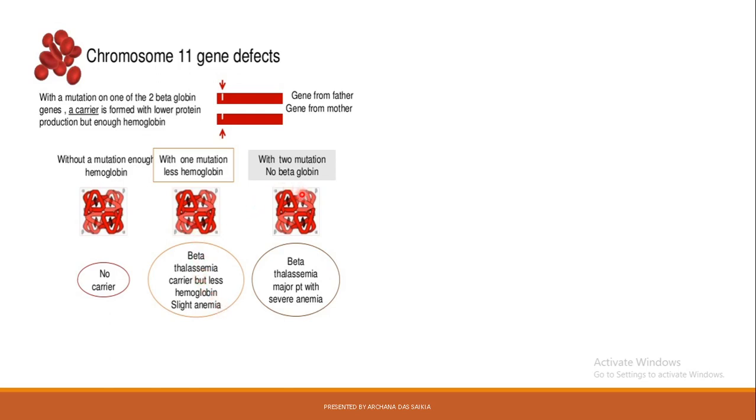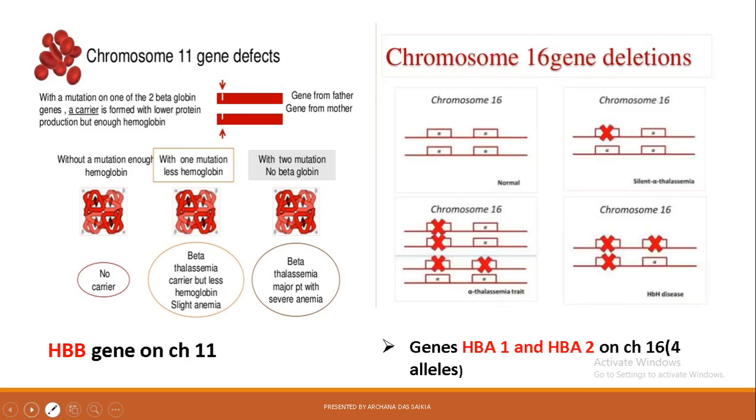Both of them are affected: beta thalassemia major, because a major portion of the globin chain will not be formed. The HBB gene on chromosome number 11 is named HBB, the hemoglobin beta gene on chromosome 11.